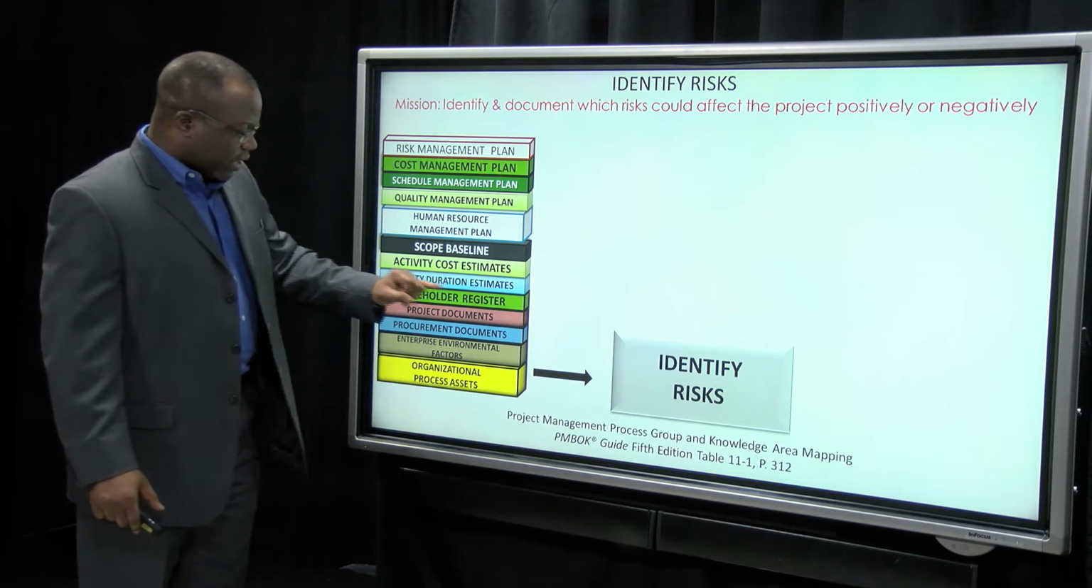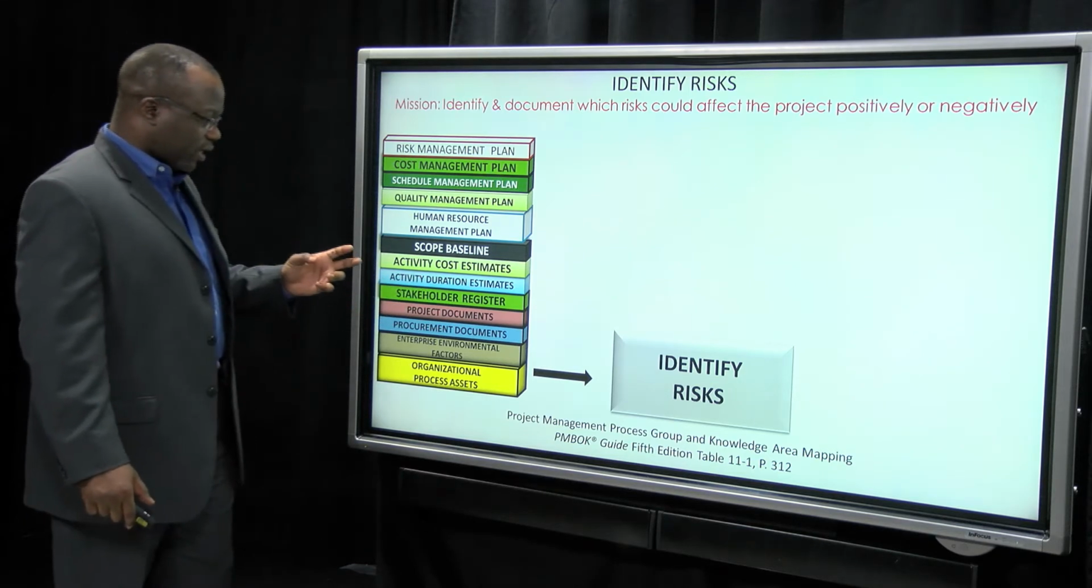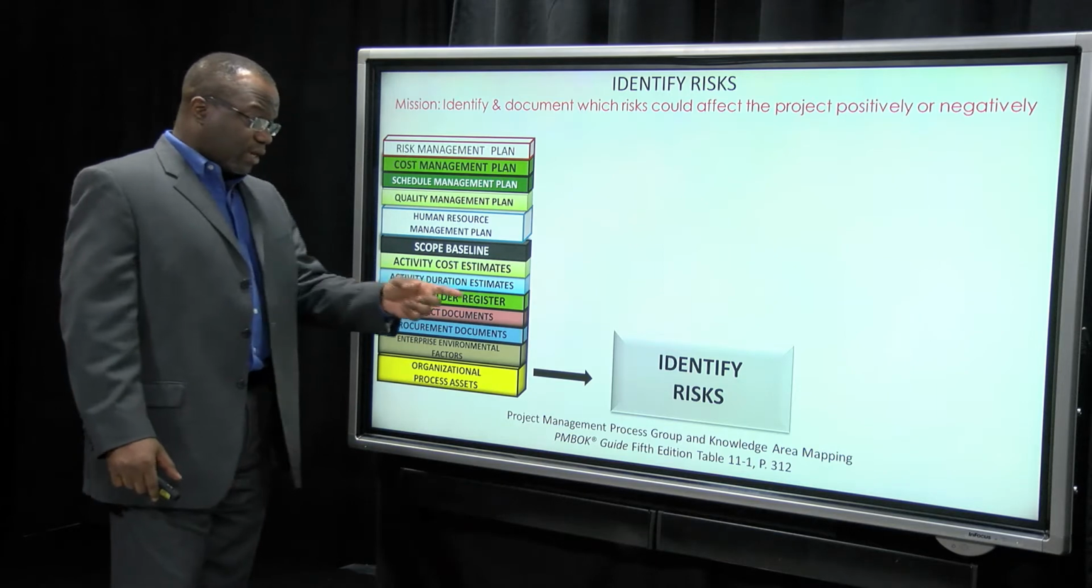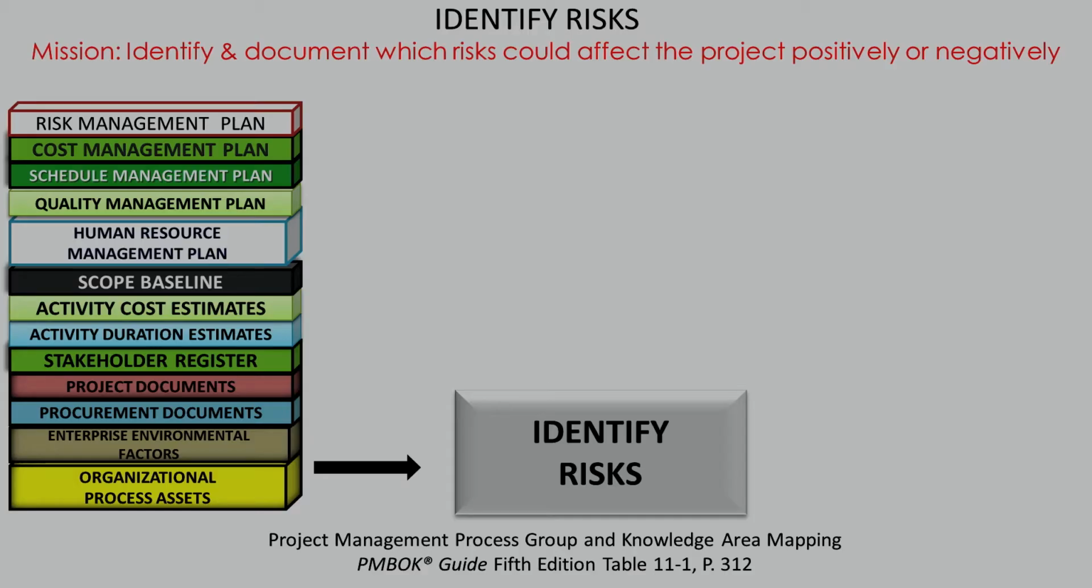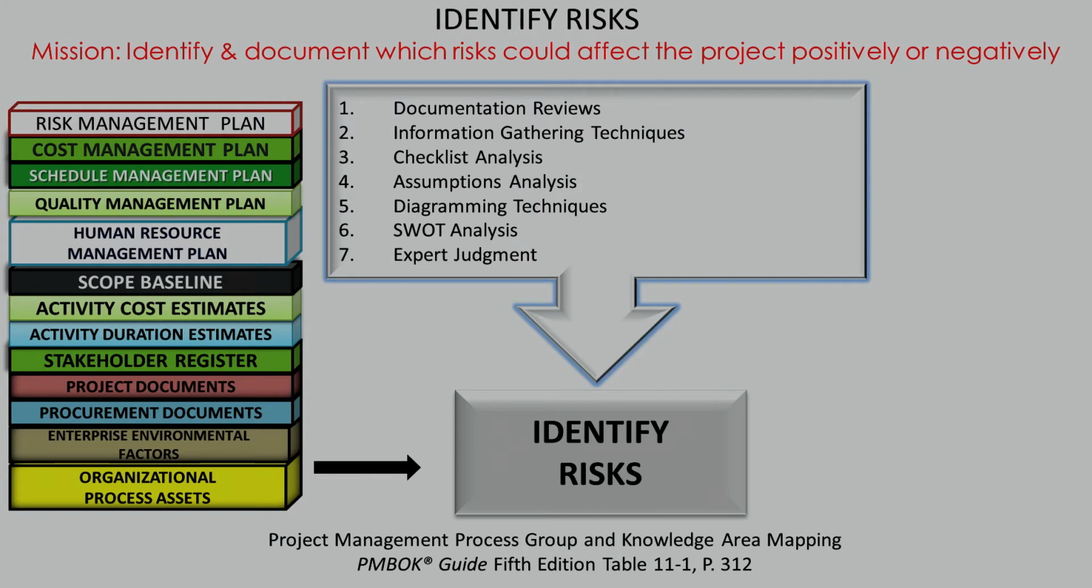Also, having your stakeholder register enables you to see if everyone who should be in identifying risks is actually there. Why do we need all of this? The answer is for documentation reviews. We need to review these documents for inherent risks. Our cost estimates could have risks. Our duration estimates could have risks.